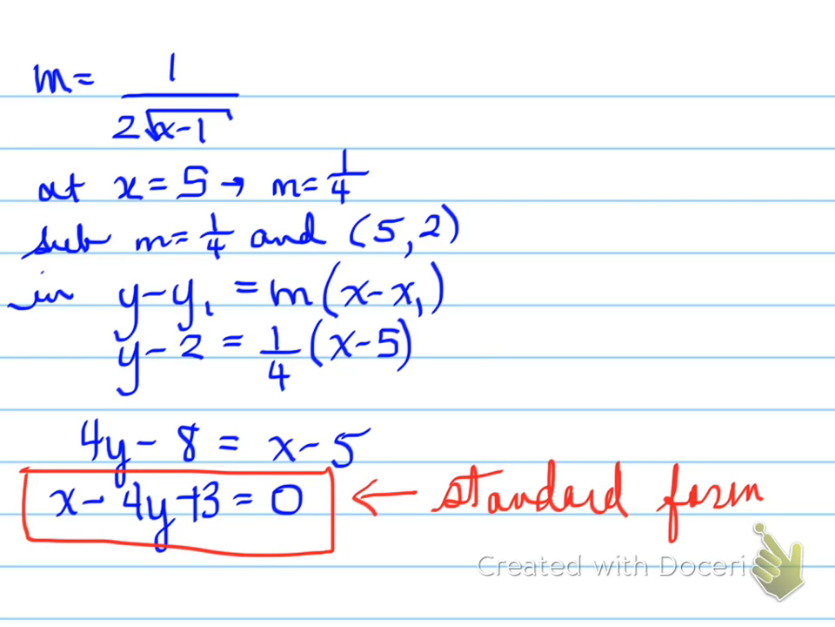I don't think it's plus 3. Let's just check our math. Oh, yeah, sorry. We're moving everything over to the other side. So this is going to move to this side. This minus 8 is going to move to this side. And you end up with x minus 4y plus 3 equals 0.